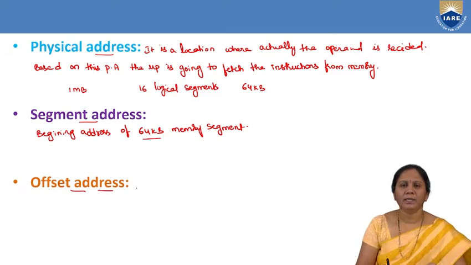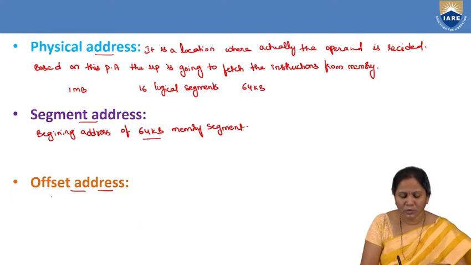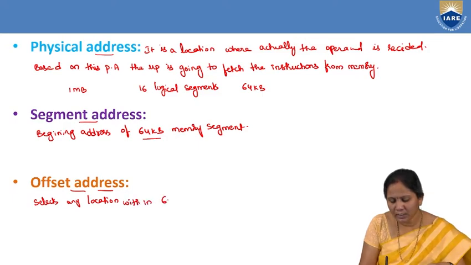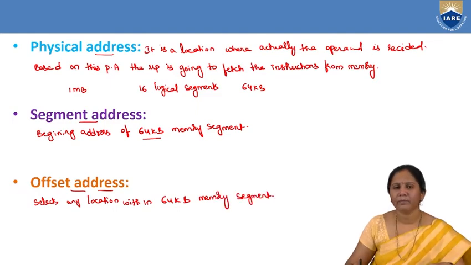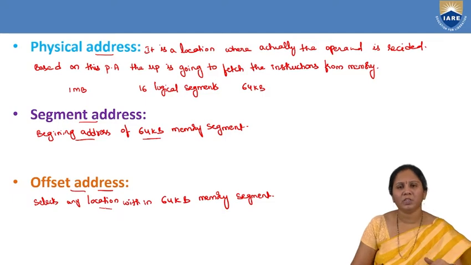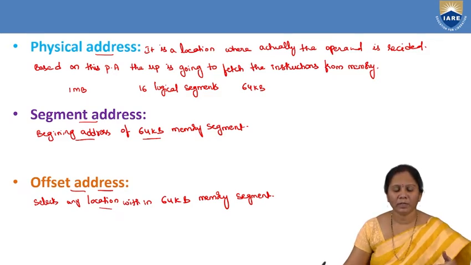Now coming to the next one, it is the offset address. This offset address indicates the address value anywhere within 64 KB. So the offset address selects any location within the 64 KB memory segment. Segment address indicates the beginning address of each 64 KB memory segment, whereas the offset address indicates any location within 64 KB. These are the parameters required in order to discuss the real mode and protected mode operating modes.